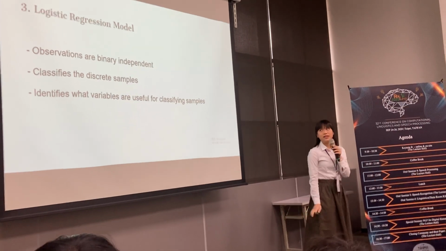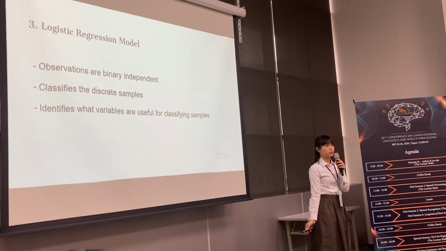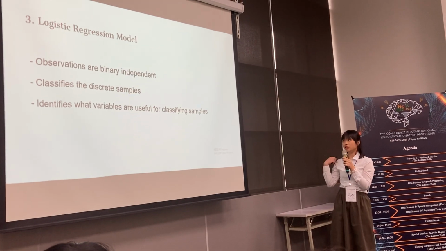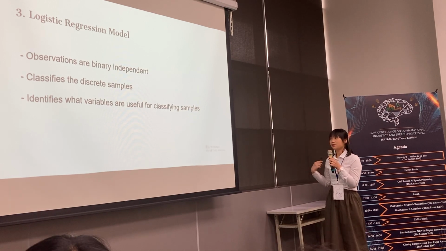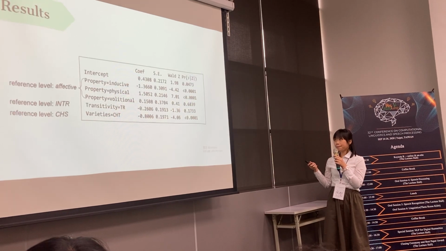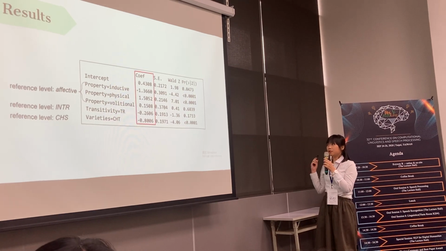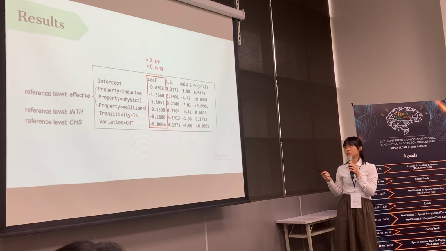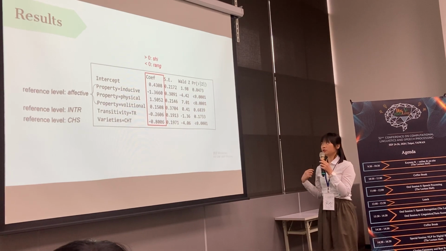So we feed our annotated data to a logistic regression model. We chose this model because our observations are binary. So the logistic regression model helps us classify the discrete sample and identify which variables are useful to our classification. Here is our result. In this table, if the coefficient is positive, it favors the use of 使. If the number is negative, it is often used with 让.